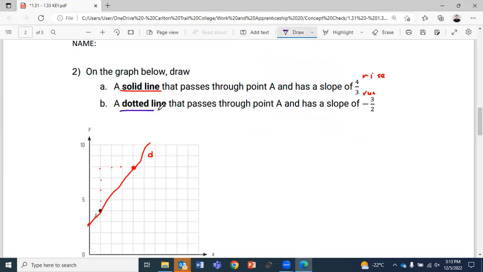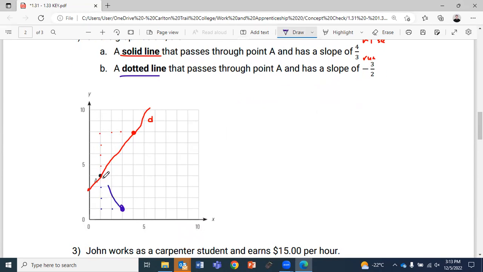is I want to do a dotted line that passes through this same point that has a slope of -3/2. Negative means it's going to go down, right? From left to right, it goes down. And then 3 is the rise. In this case, it's going to fall that way, right? So I'm going to go down 3 because it's negative, and then I'm going to have a run of 2. There, I have my other point here, right?